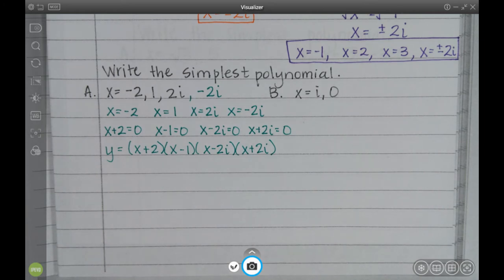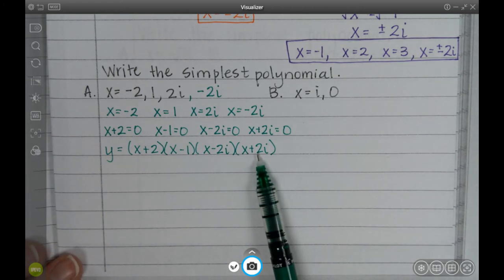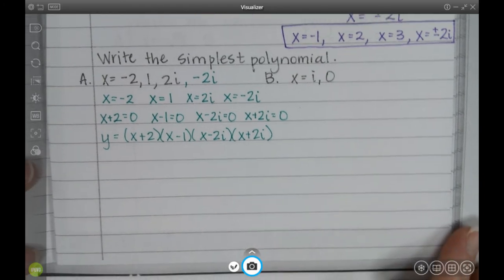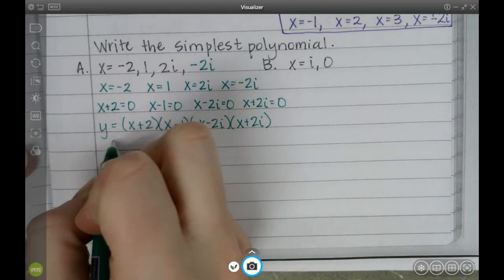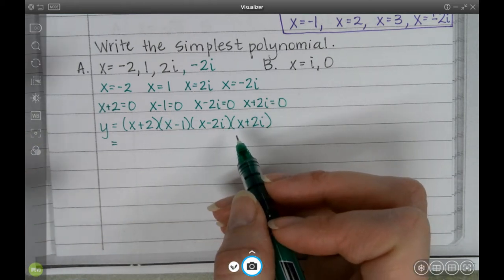Okay, when there's an i involved, I always recommend multiplying the i's together. The ones with i, multiply those together, because then your i will go away. So I'm going to multiply the first two together, then the last two together, and then I'll multiply all of them together.